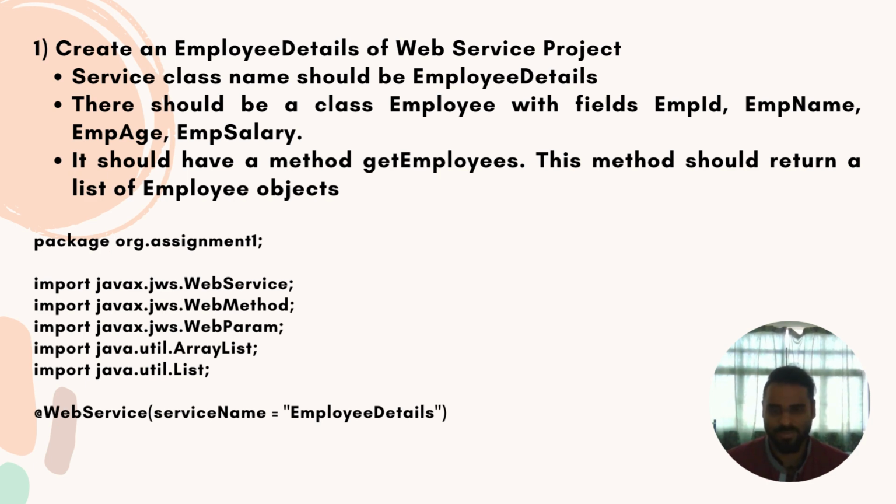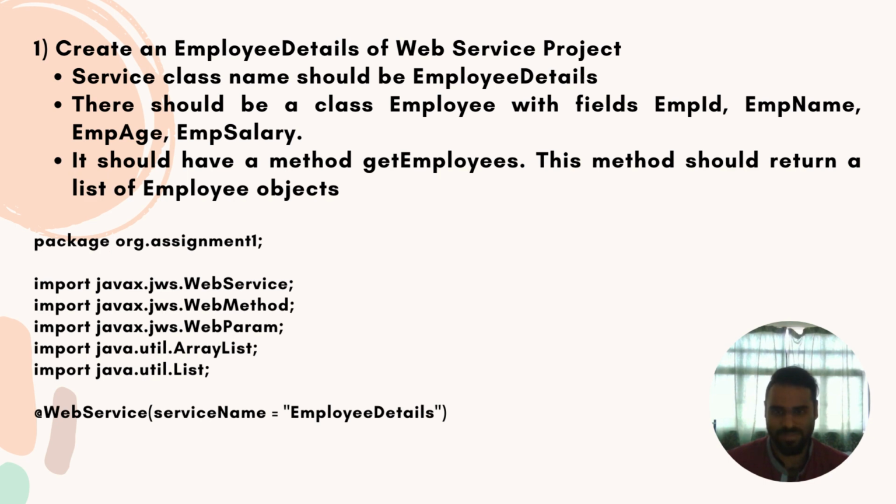Firstly, package declaration. The code is declared in the package org.assignment1. The imports used in this code are javax.jws.WebService, which is imported to use annotations for defining web services; javax.jws.WebMethod, which is imported to use annotations for defining web methods; javax.jws.WebParam, imported to use the annotations for specifying web method parameters; java.util.ArrayList is imported to use the ArrayList class, and java.util.List is imported to use the List interface.